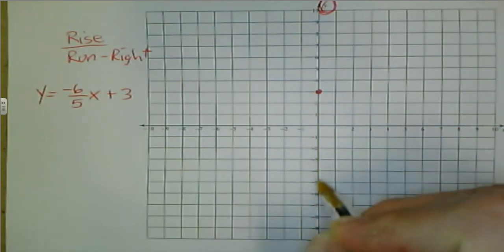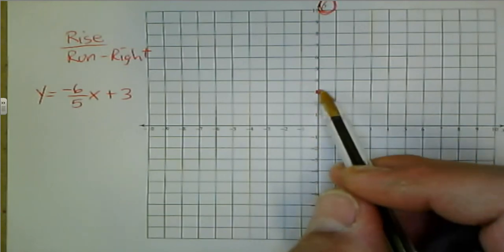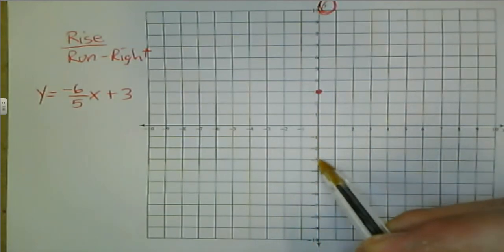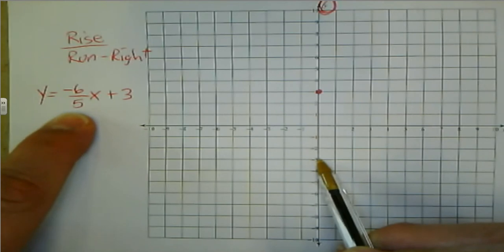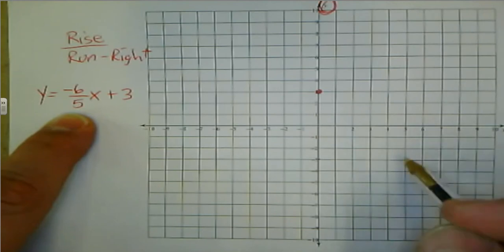Our first dot is going to be to the right. So 6 spaces down. 1 space, 2 space, 3 space, 4 space, 5 space, 6 spaces. We don't go down to the negative 6. We go down 6 spaces. And then we're going to run right on the first one, always right. 5 spaces. 1, 2, 3, 4, 5 spaces.